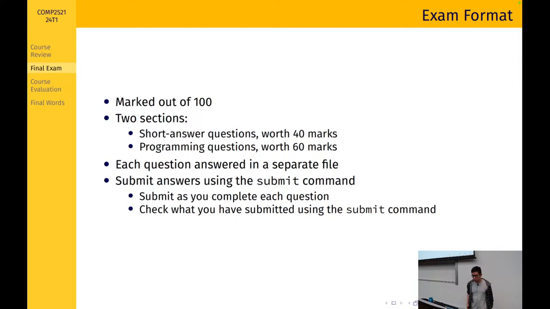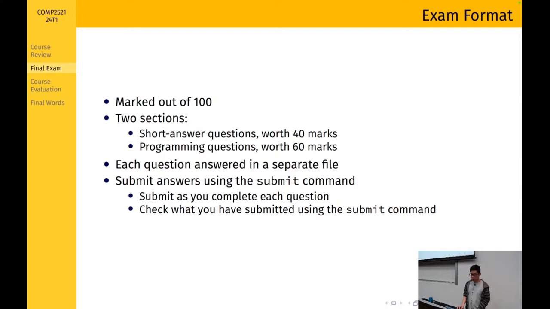Each question is going to have a separate file for you to put your answers in, and it'll be specified in the question. Usually Q1 will be answered in Q1.txt, question 2 in Q2.txt, and there'll be a separate directory for each of the programming questions, which contain a makefile, a testing program, and such. Each of those will have one file for you to write your code in.